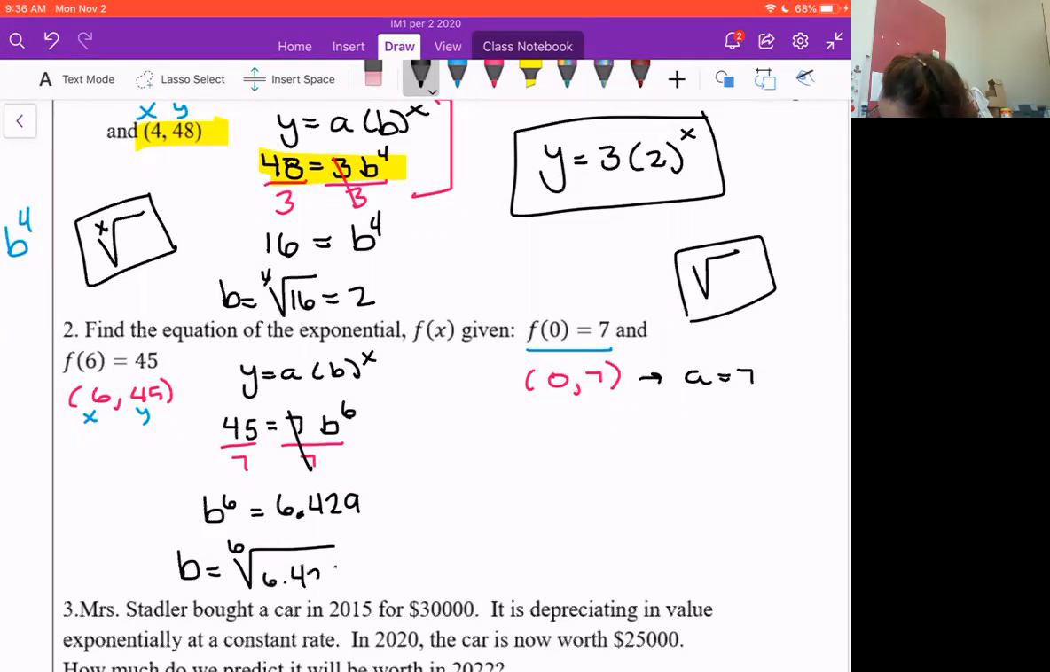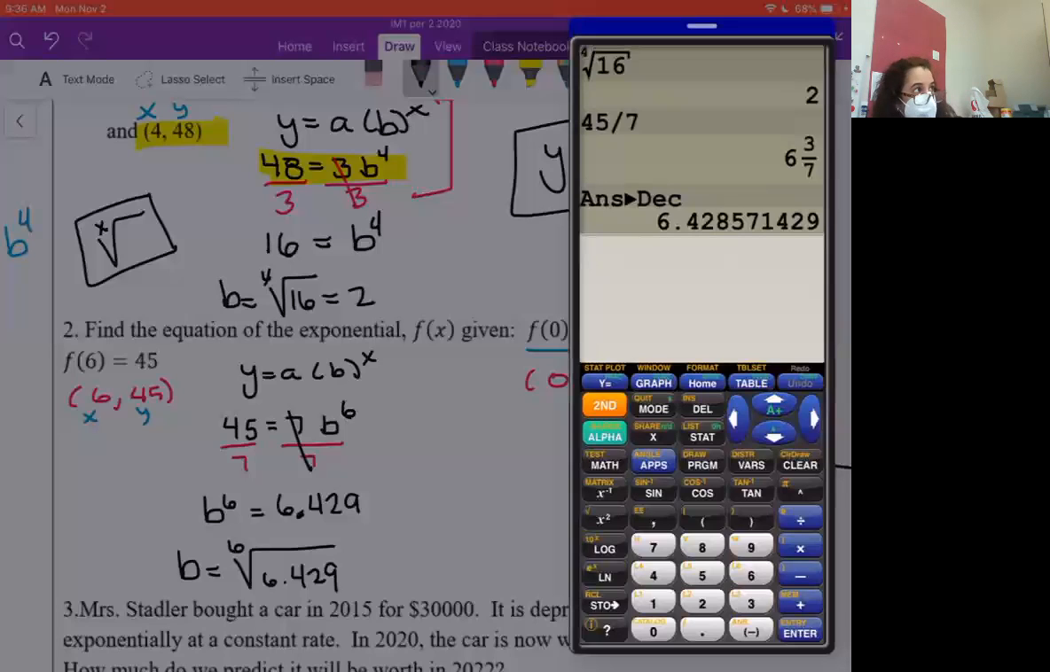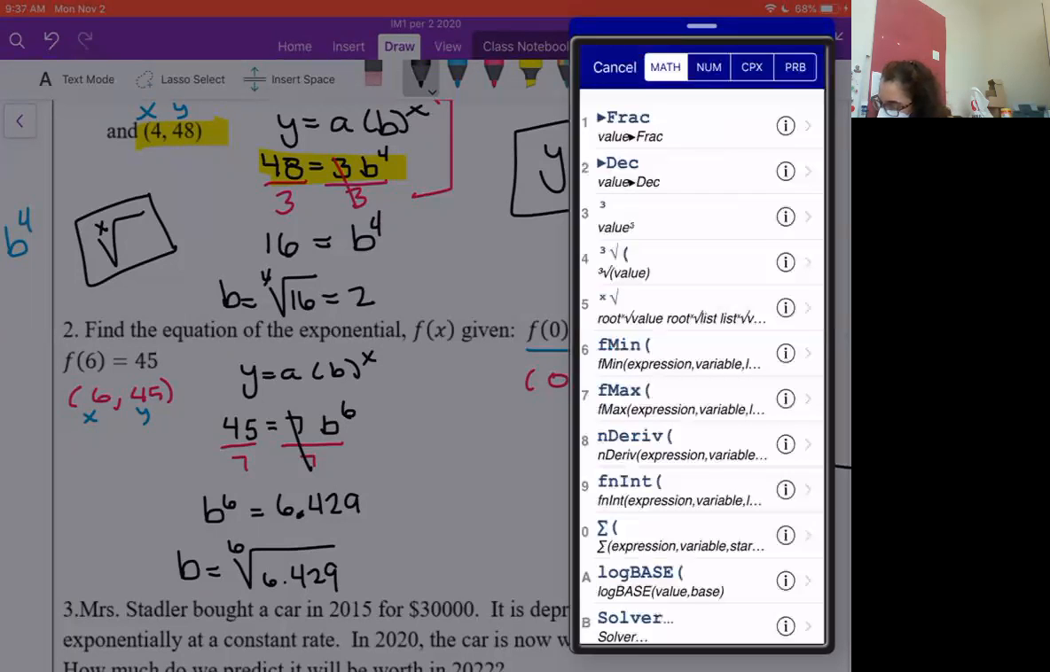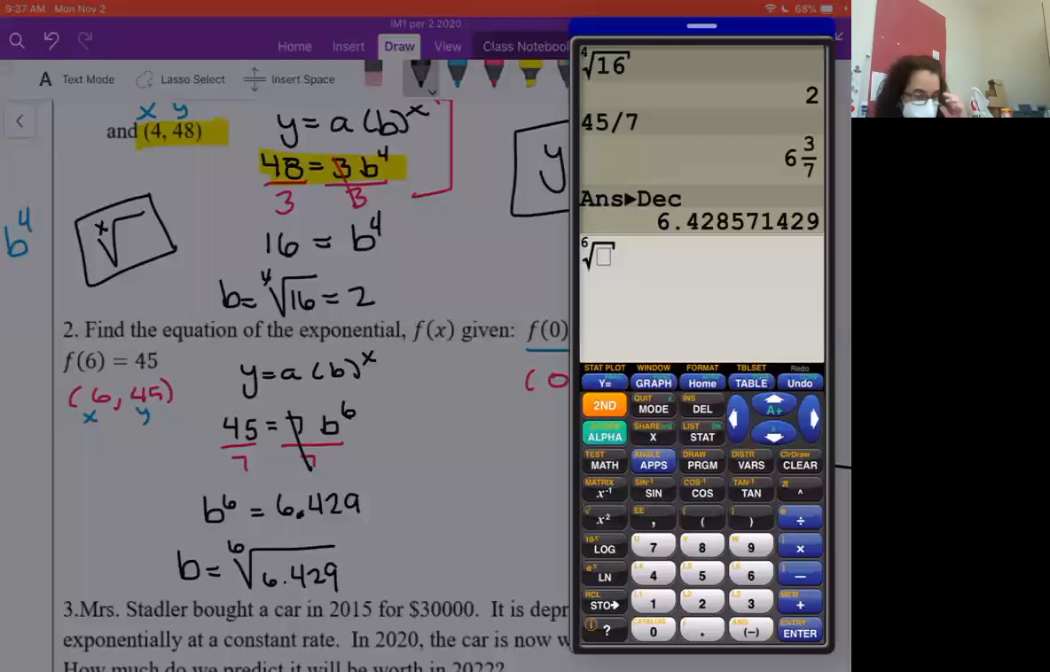Okay. And what's cool about the calculator is, realize that when I wrote this on my page, I rounded it just because I didn't want to write 10 digits after the decimal. But when I do it on my calculator, I don't have to round it. I'm going to take the sixth root of 6.429. So that means I have to hit a 6, and I got to go to math and hit my root. So you do whatever button it is to hit your root.